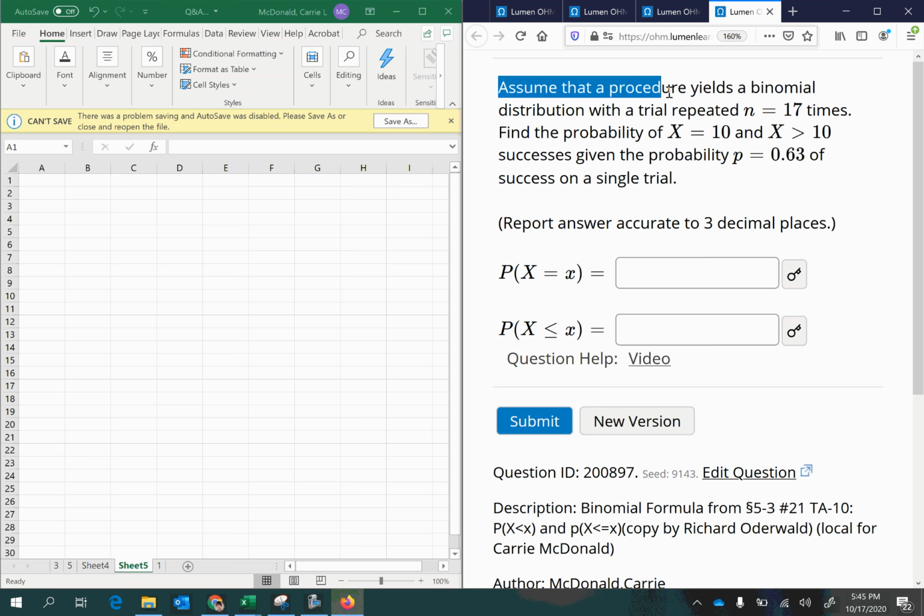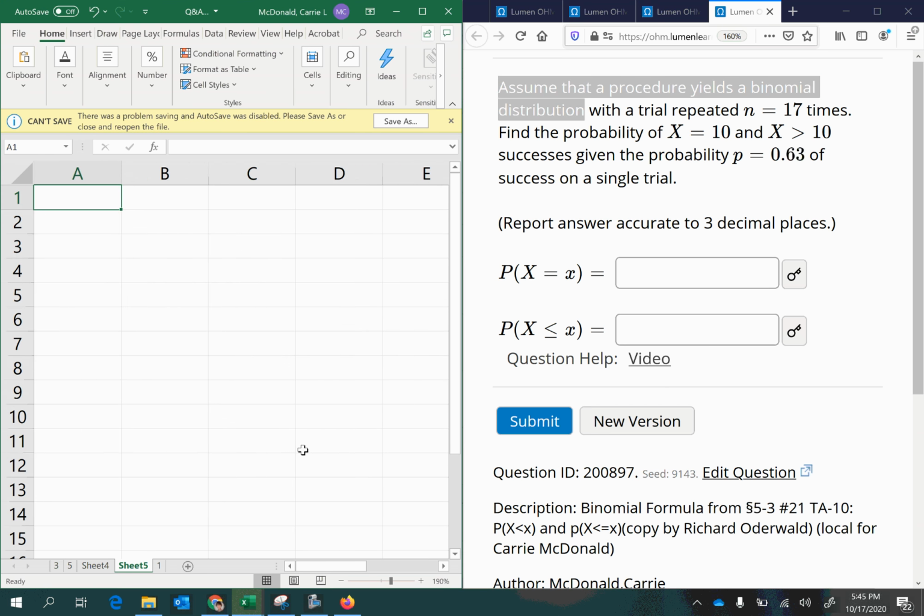Assume that a procedure yields a binomial distribution. Oh, cool. Yeah, let's do that. Let's assume that. We don't have to think about it. We just know that we're supposed to use x as a binomial random variable. So, I know whatever they're about to ask me to do, if they're asking me for probability, I'm going to be using the binom.dist function in Excel or the mathematical formula for the binomial probability distribution function.